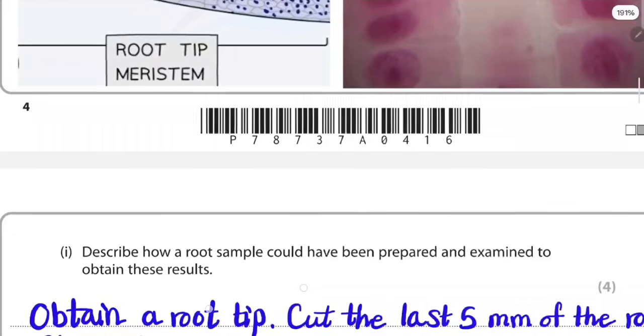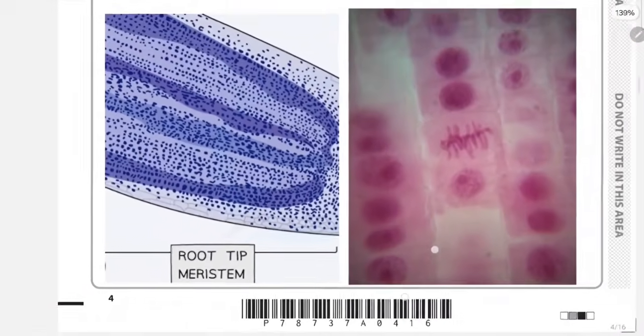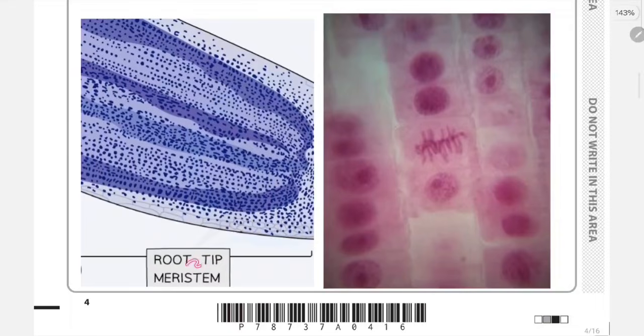This is the core practical of the root tip squash. Describe how a root sample could have been prepared and examined to obtain these results. So actually we get a root tip. We cut the last 5 millimeters of the part which is the meristem. The root tip meristem is the part where the most active cells are present in mitosis.